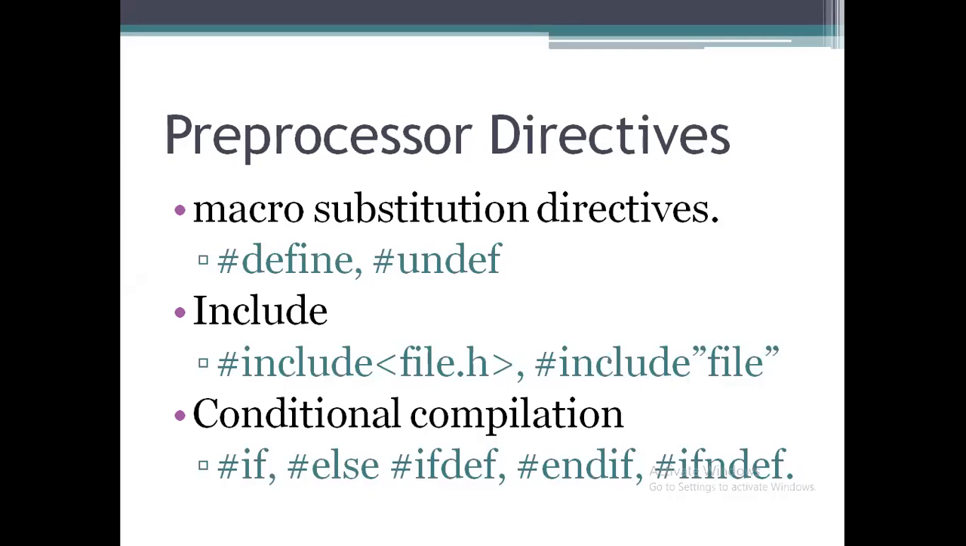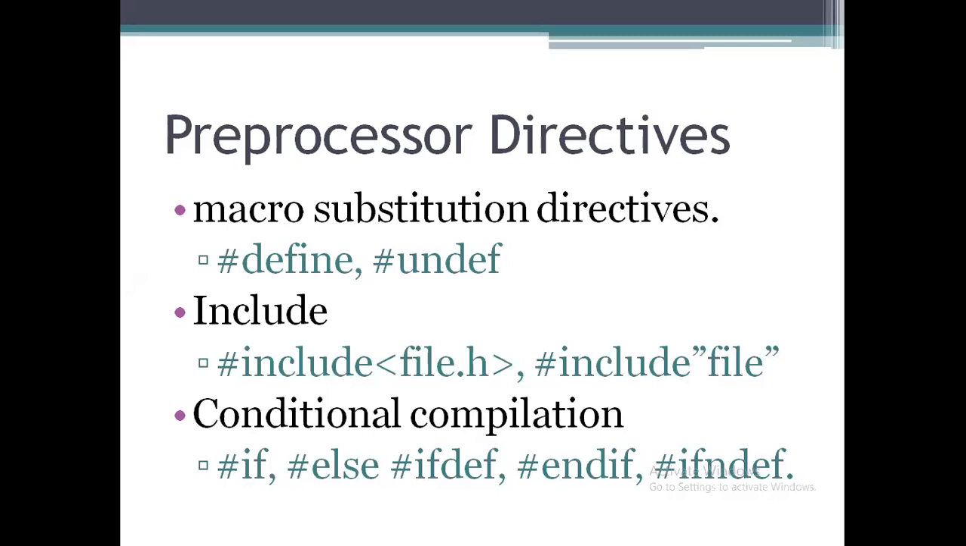Next, include contains only one statement, hash include, but there are two types of usage. The first one is hash include with less than and greater than symbols, for header files that end with dot h. The other representation is hash include with a particular file, where we use double quotations and mention the file within the double quotations.